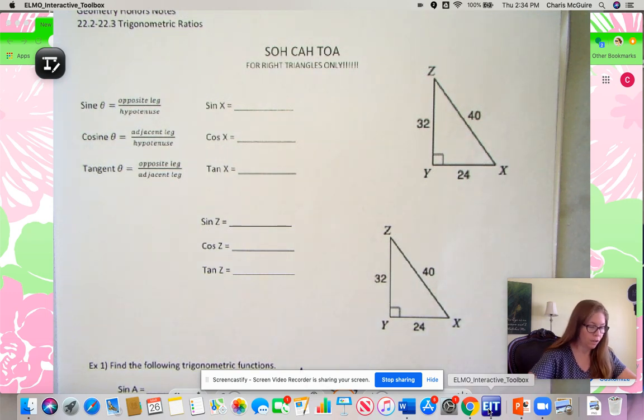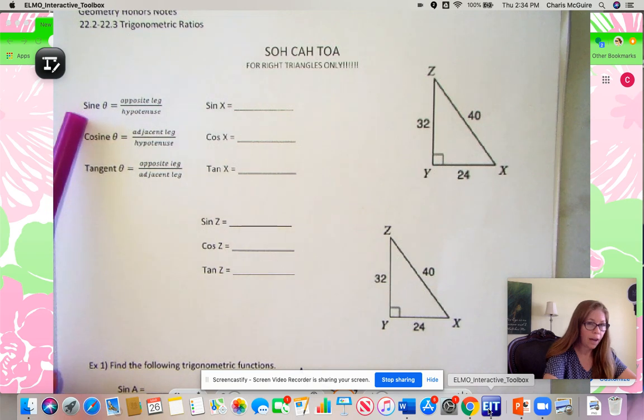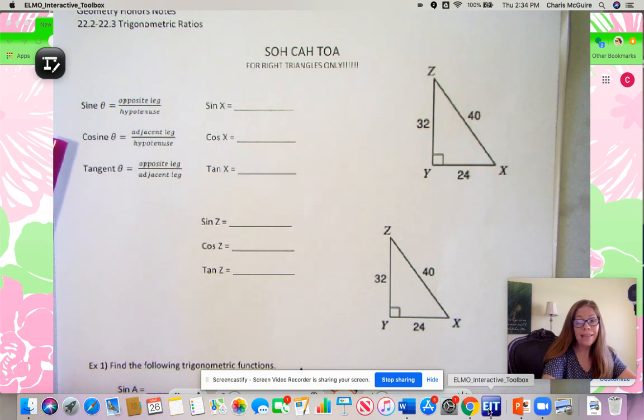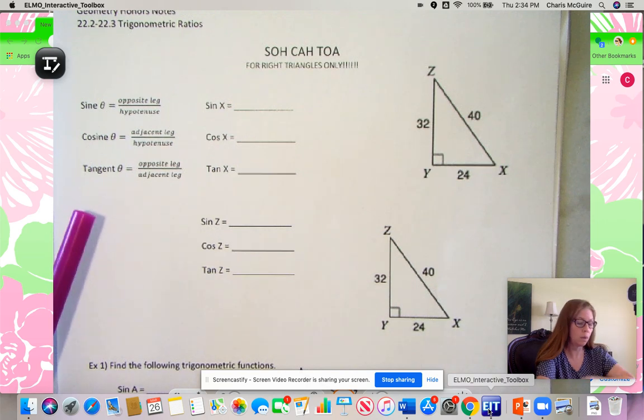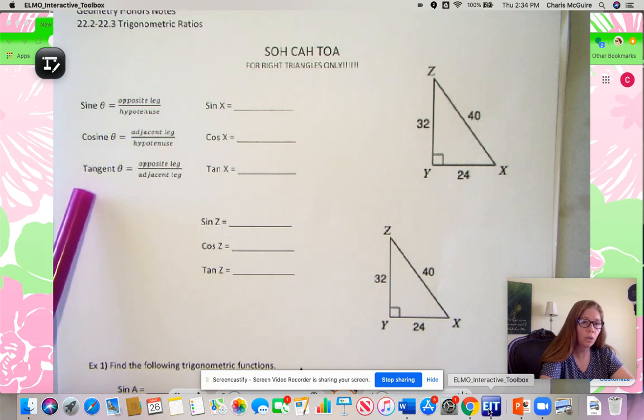You're going to notice, first of all, here I have written out your three trig functions that we're going to start with. These are the three most basic. There are actually 6 trig ratios, and you'll learn the other 3 when you take pre-calculus. But we are starting you off with these.